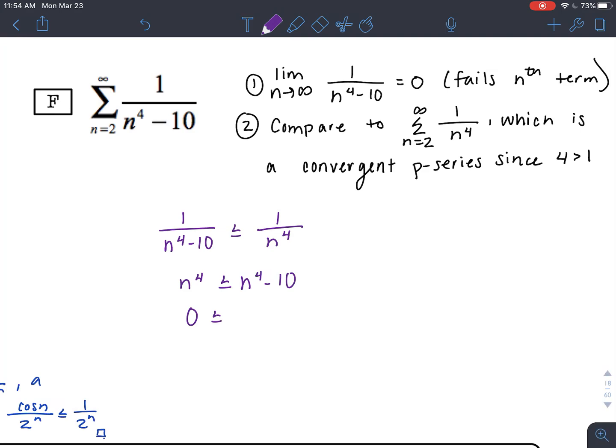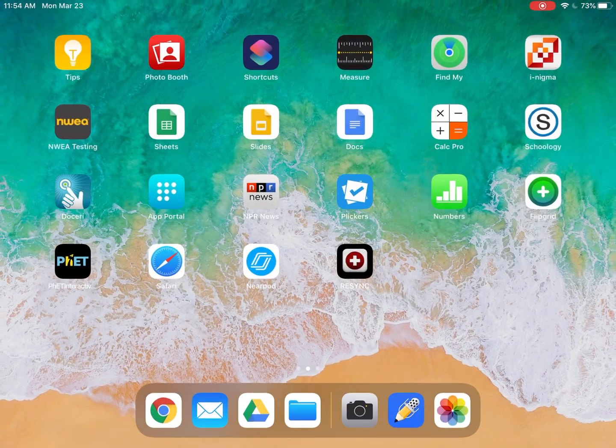So if I cross multiply here, I get n to the 4th is less than or equal to n to the 4th minus 10. So 0 is less than or equal to... This is a weird turn of events. Okay, interesting.